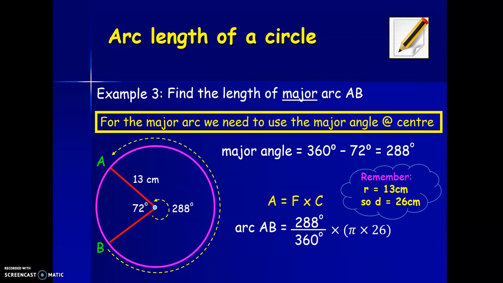We put this calculation into our calculator. 288 divided by 360 times pi times 26, and that gives us a final answer of 65.3 centimetres for the length of the major arc.